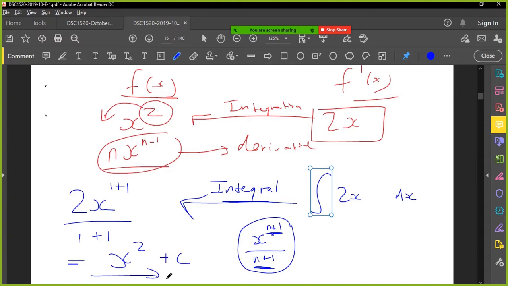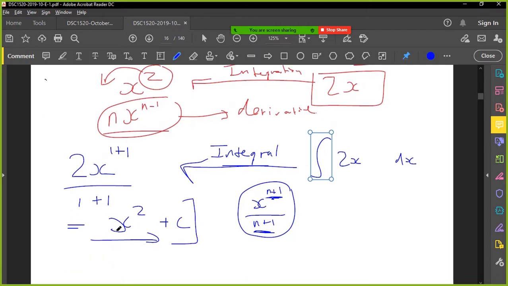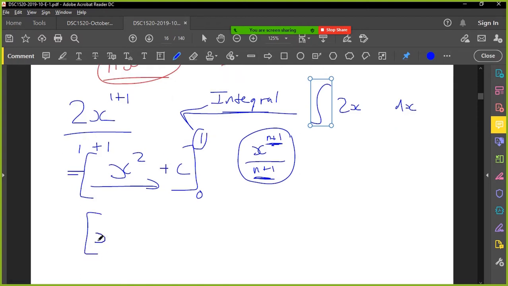Another thing I'm struggling with is the notation, that you're doing an integral and the 0 that you usually put at the bottom and the 1 at the top. Oh, okay, that's a definite integral. So when you have a 0 and a 1, what does that mean? That means you're going to substitute 1 into this. So it'll be x squared plus c.